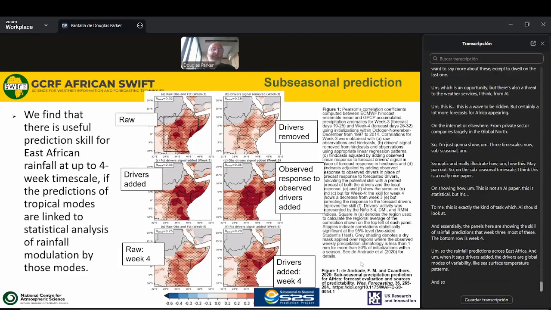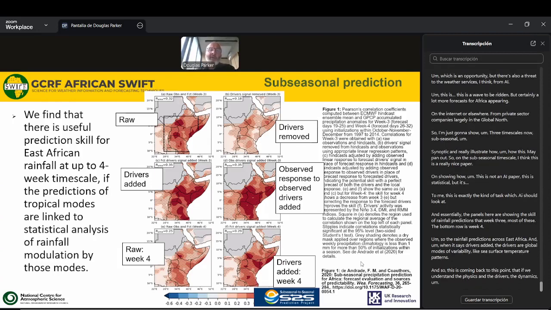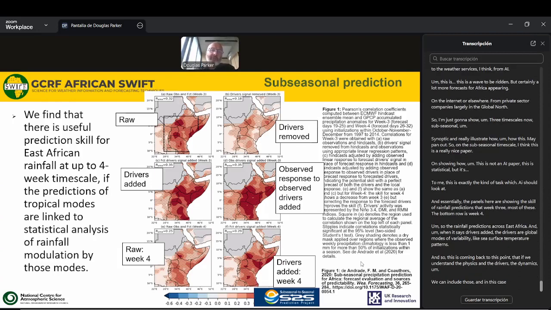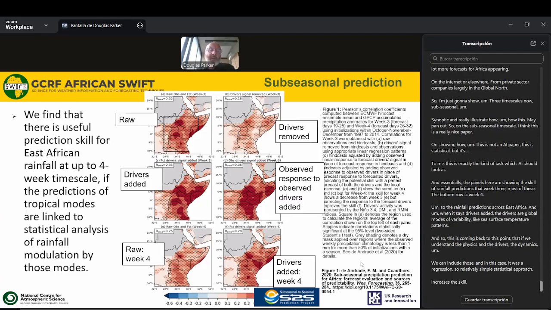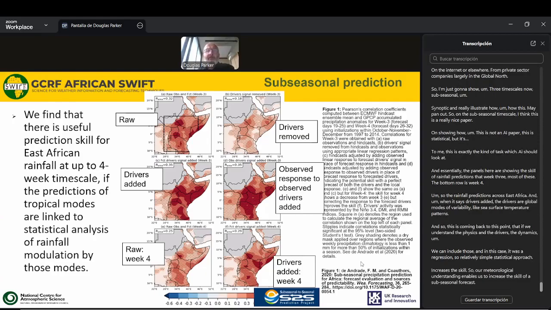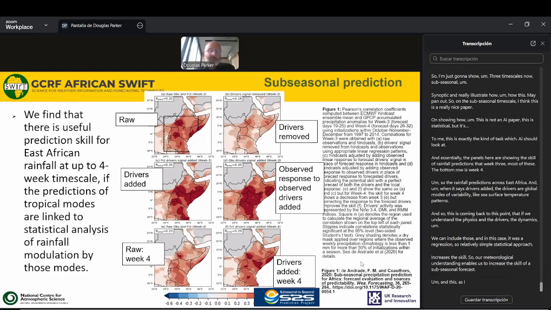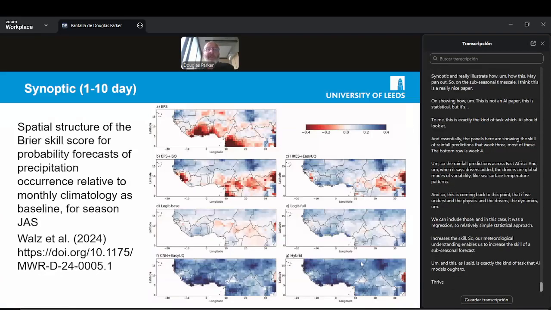And so this is coming back to this point that if we understand the physics and the drivers, the dynamics, we can include those. And in this case, it was a regression. So a relatively simple statistical approach increases the skill. So our meteorological understanding enables us to increase the skill of a subseasonal forecast. And this, as I said, is exactly the kind of task that AI models ought to thrive at.